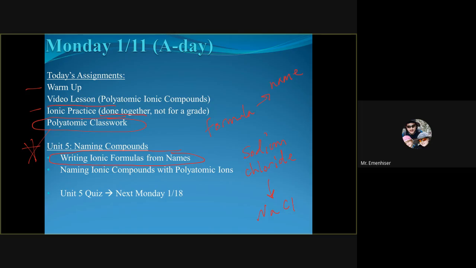And then how to name ionic compounds with polyatomic ions. So we'll look at polyatomic ions today. Keep in mind, next Monday we'll have a quiz over what we've covered in Unit 5. We're not done with Unit 5 as of next Monday, but I want to take a quiz kind of halfway and see where everybody's at, and then we'll move on with a couple new things then.